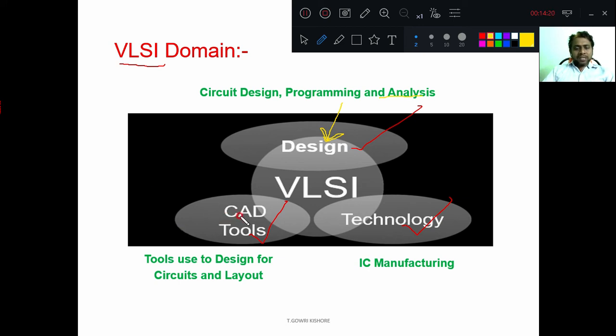CAD is computer aided design. Here it designs the circuit in the layout, what we have analyzed before, by using the computer aided design tool. Then they go for verification. After verification it moves to the manufacturing part, that is IC manufacturing. Here they decide what technology we need to use to design the particular component. So this is the domain of VLSI.